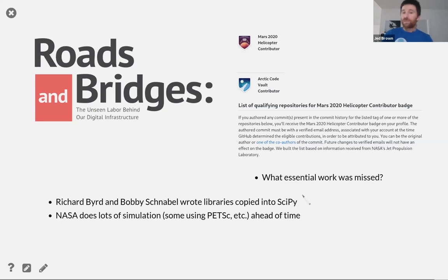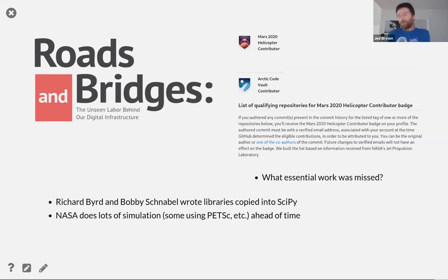Moreover, SciPy is recognized, but there are no commits from Richard Bird or Bobby Schnabel. Richard is retired from our department and Bobby is currently in our department. They developed some core numerical libraries that were, I think, written originally in Fortran and are embedded within SciPy, but there's no commits with their name on it. And so if they have GitHub profiles, they don't get the contributor badge.